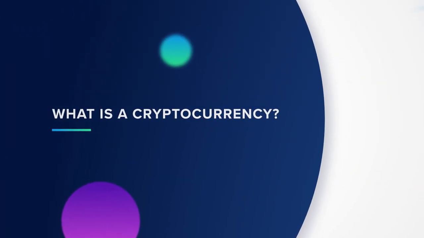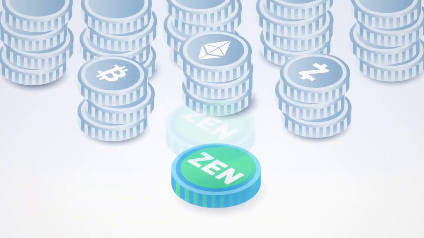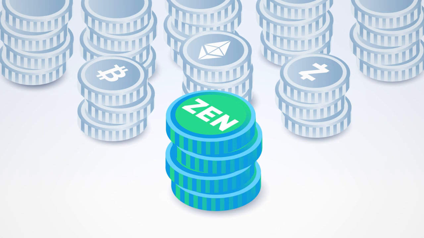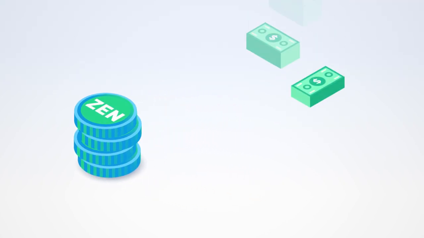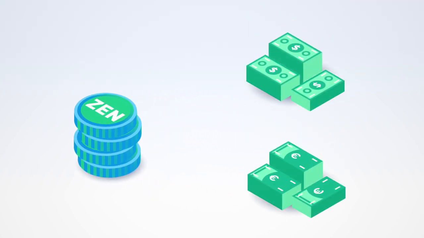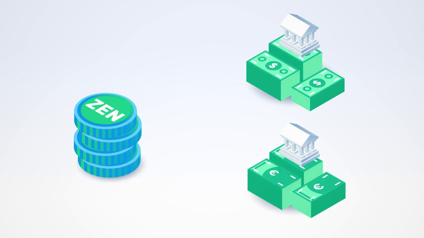What is a cryptocurrency? A cryptocurrency is digital money. Ours is called Zen, but there are many others. The big difference between traditional currency, like dollars or euros, is that no single entity has control over it. There's no central bank that can control or print the currency.